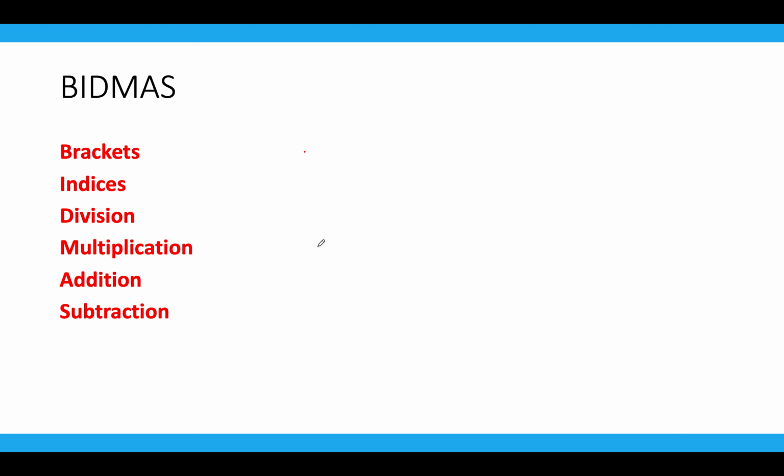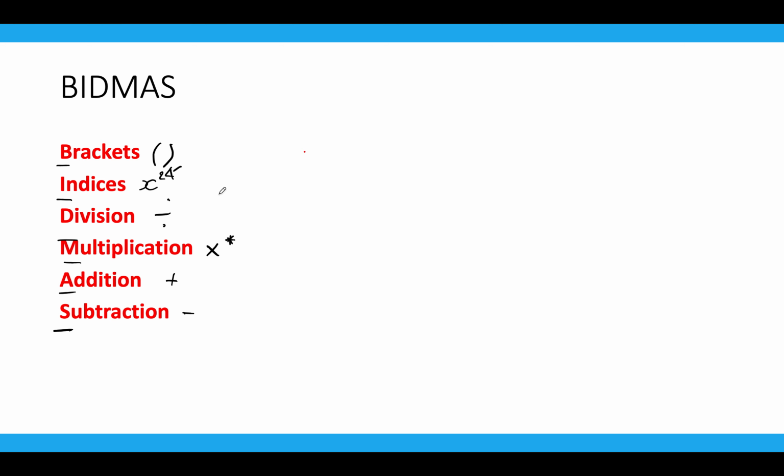Okay, so moving on to BIDMAS. BIDMAS stands for brackets, indices, division, multiplication, addition and subtraction. Brackets, we have numbers around this set of symbols. Indices, something like x squared, where we have the small 2 at the top. Division, we have the division sign. Multiplication, we have the multiplication sign or maybe an asterisk. And an addition sign or a subtraction sign.